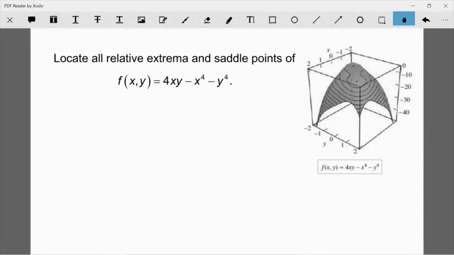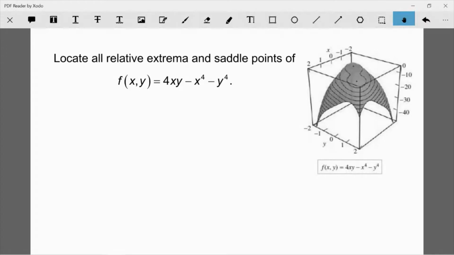And what I want to show you on this next one is just a really easy way of organizing your data and organizing your thoughts so that you can come to your conclusions without having to write out a bunch of extra work. So here's another similar type of problem. You can see that we've got a function. We're given the graph here.